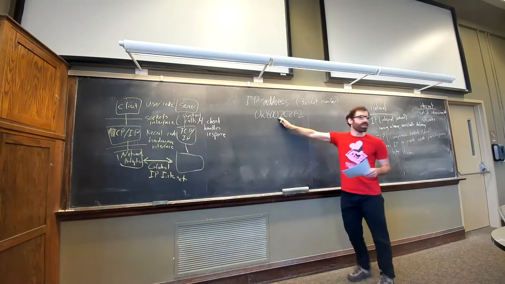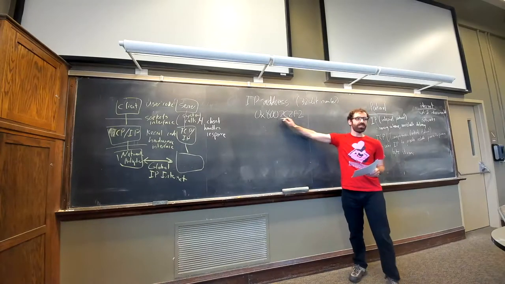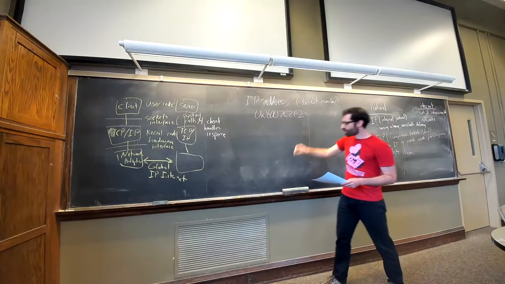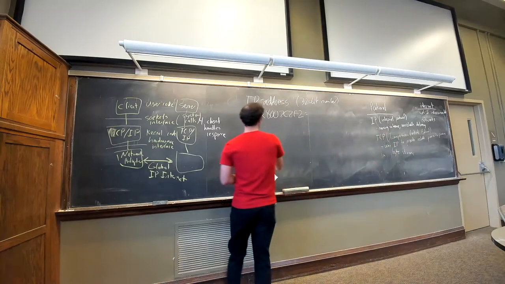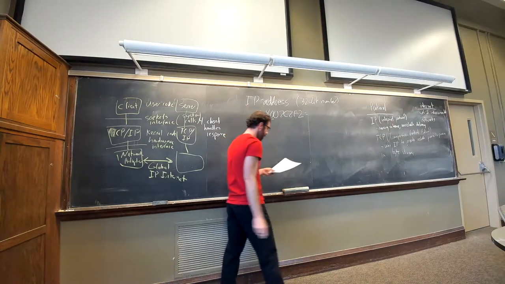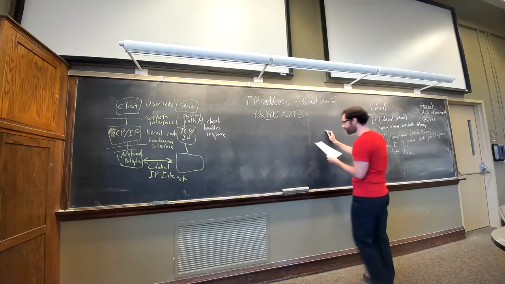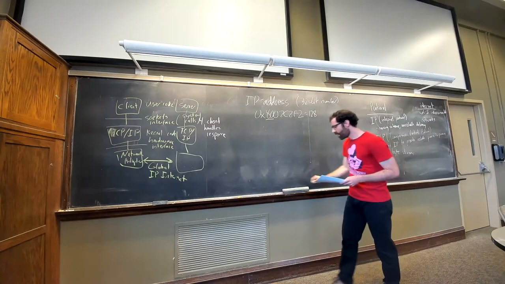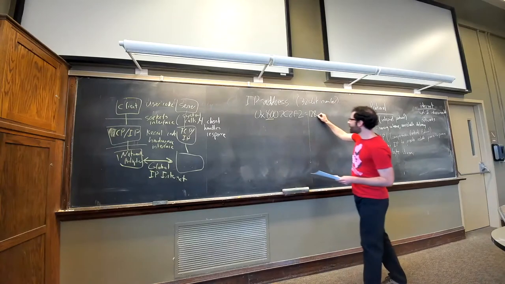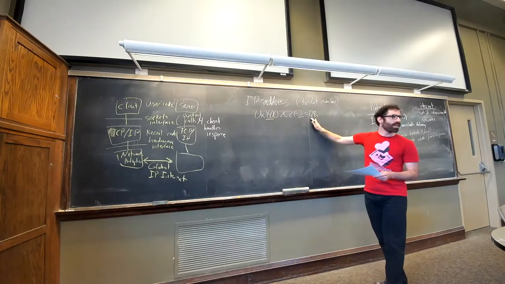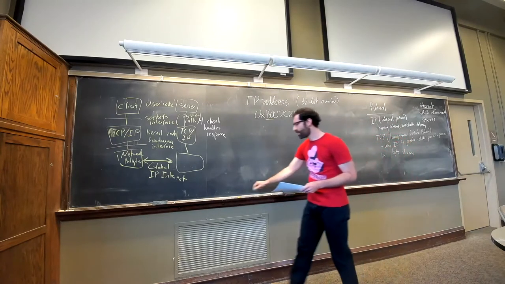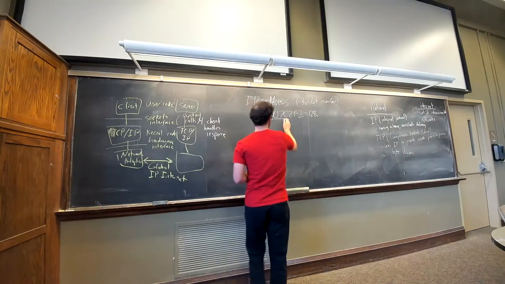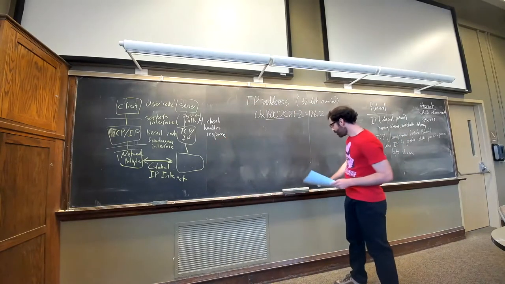But by convention, we don't usually see IP addresses written this way. We see each byte written out as its decimal equivalent. So we would see hex 80, 128, and then it's this dotted decimal notation where each byte has its decimal value separated by dots. So 80.2.